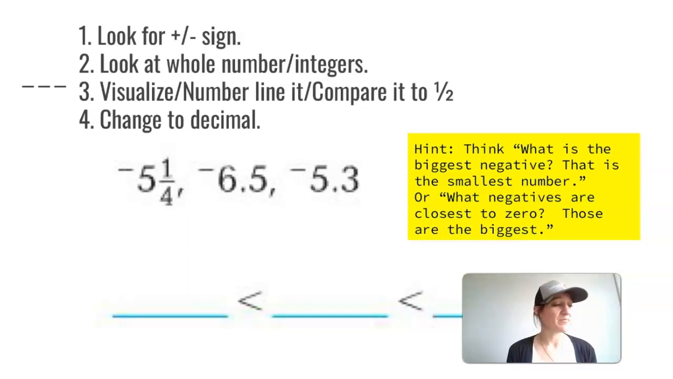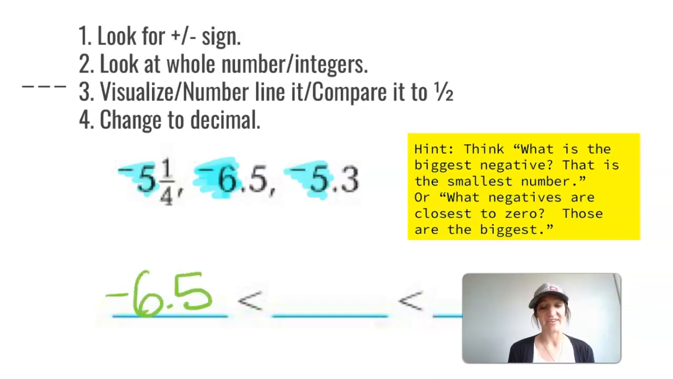So they're all negatives. I'm going to have to resort to looking at the integer in front. -5, -6, -5. I do have a difference with this -6. So I know that -6.5 is the smallest. Done.